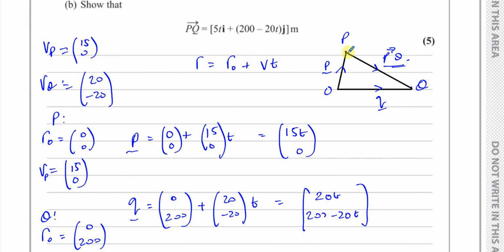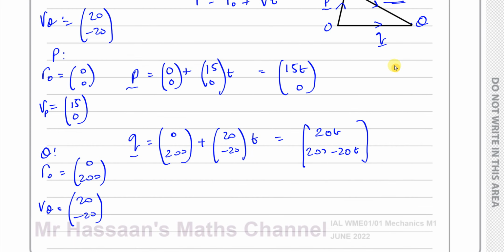So if I want to go from P to Q, I've got to go minus P plus Q, the opposite of the direction of P, plus the vector Q. So you can think of that as the vector Q minus the vector P. So I now know that the vector from P to Q is equal to Q minus P.